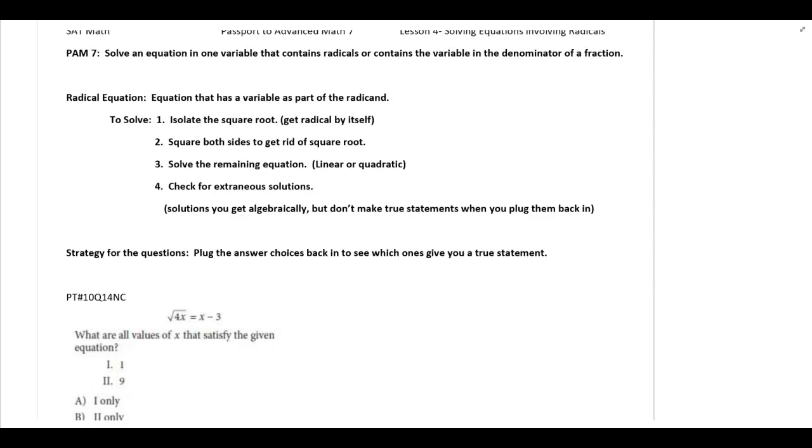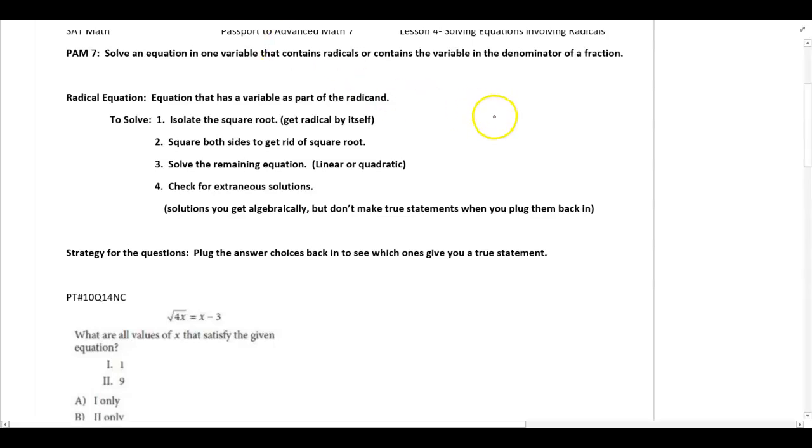Okay, Passport to Advanced Math Lesson 4 is all about solving equations involving radicals. This is Standard 7 within the Passport to Advanced Mathematics section. And let's define what a radical equation is first. A radical equation is an equation that has a variable as part of a radicand.